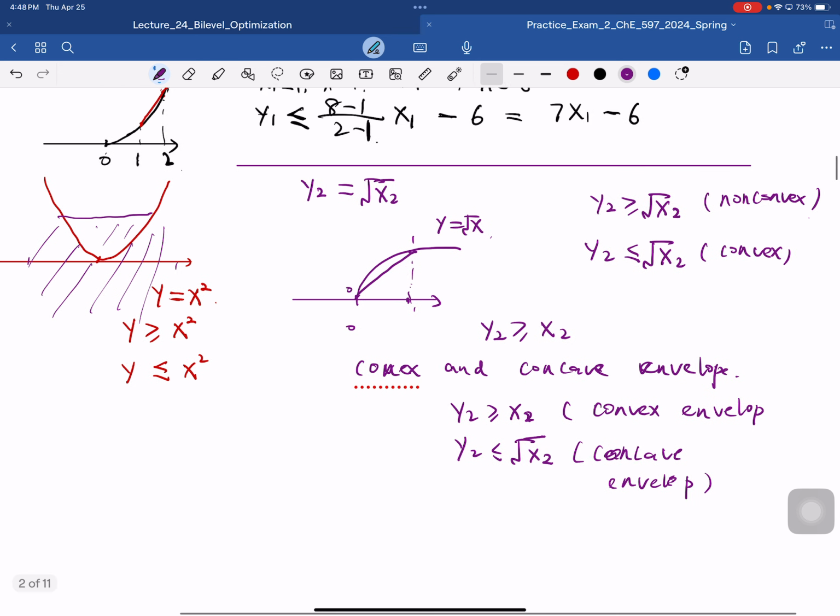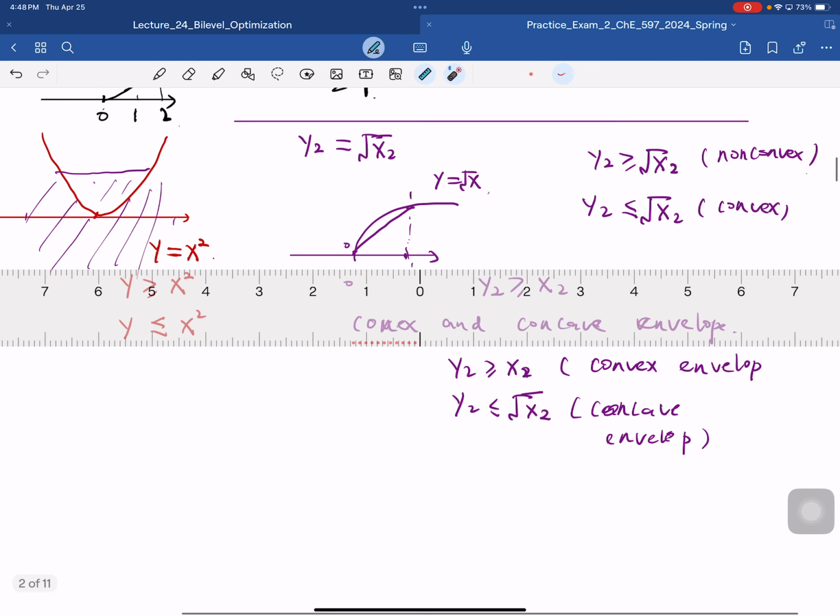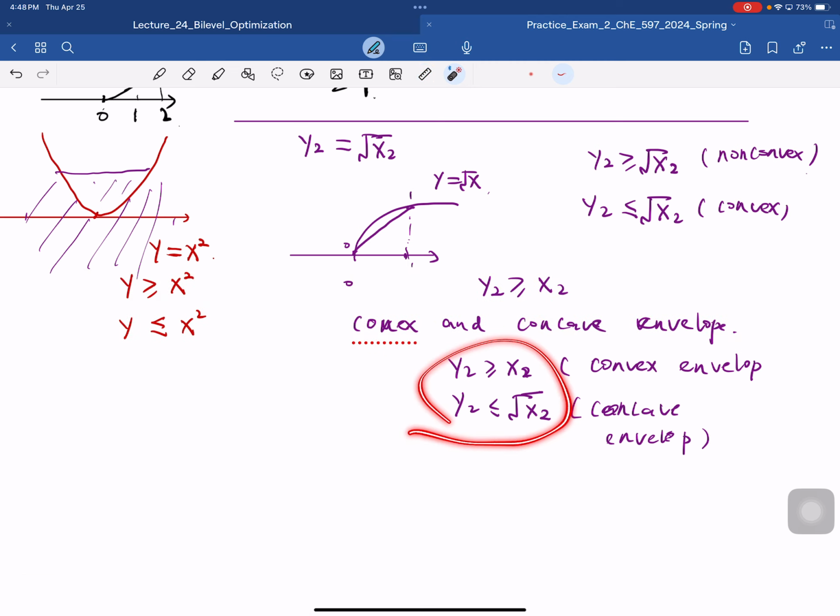Okay, so now these two constraints are both convex constraints, right? They both describe a convex region. This is like the hypograph of a concave function. This is the epigraph of a convex function, right? Both of those are convex regions, yes.